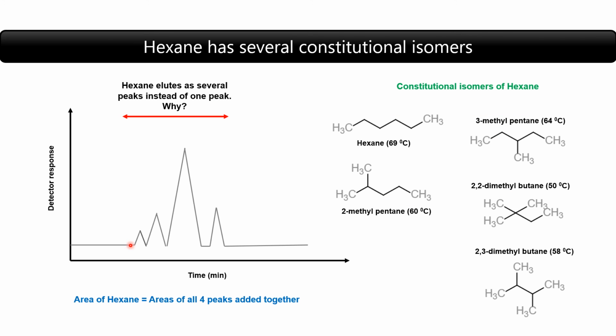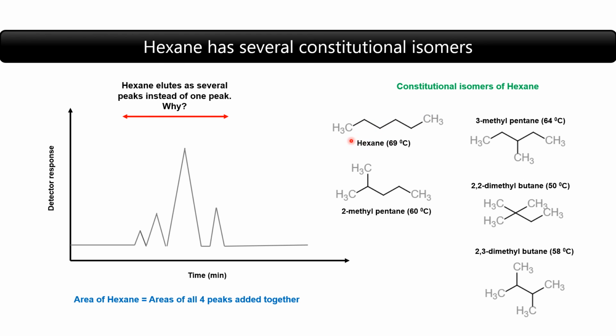So this is the last slide. When you get the graphs for these two separate fractions, you might see that hexane has several peaks instead of just a single peak. So hexane can elute as several peaks instead of one peak. Why is this? That is because hexane solution is a mixture of its constitutional isomers.